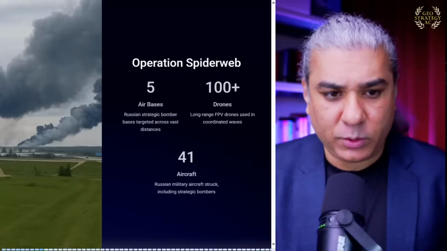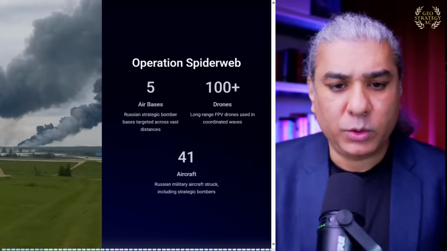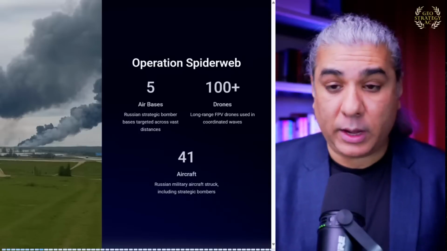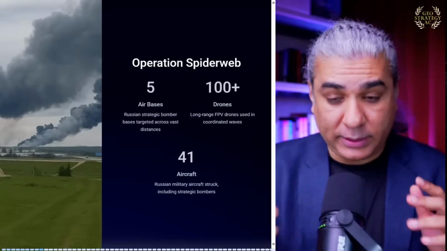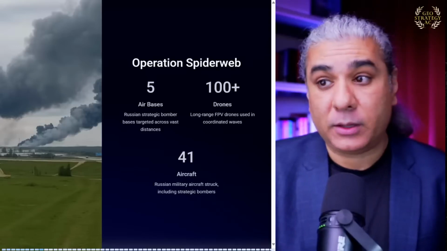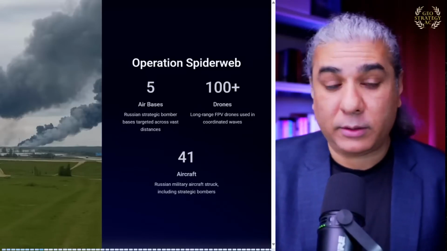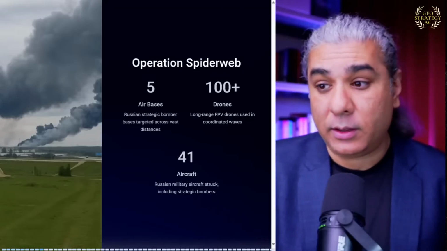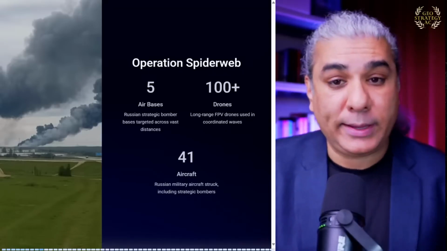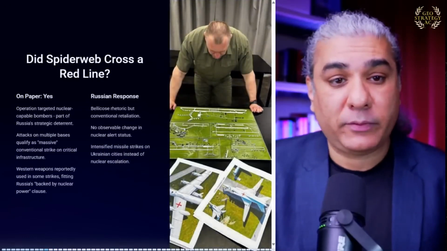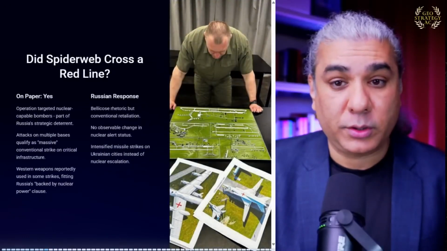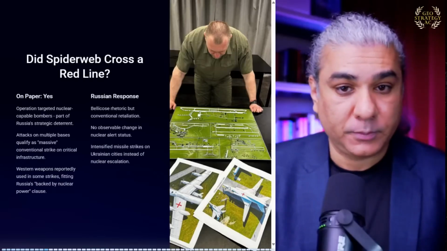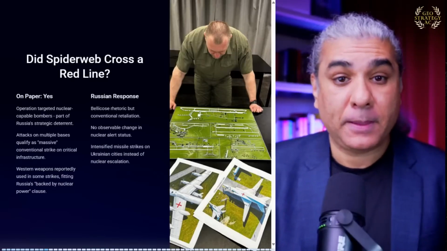And the Ukrainians claim that about 41 Russian military aircraft, including strategic bombers, were either hit or destroyed. Now, this is a strike at Russia's capability to respond militarily, not just militarily, but through the nuclear option. So the question, therefore, is: did Operation Spiderweb cross a Russian nuclear red line according to the amended and new nuclear doctrine? So, look, on paper, it did.